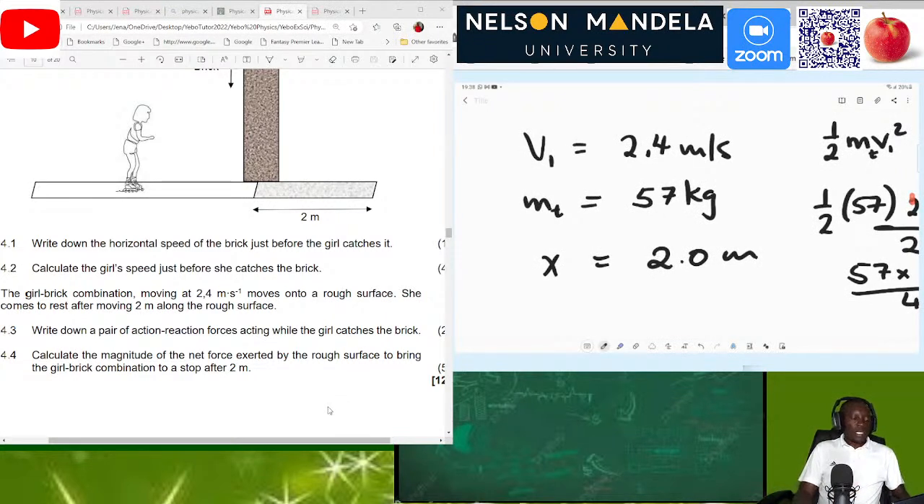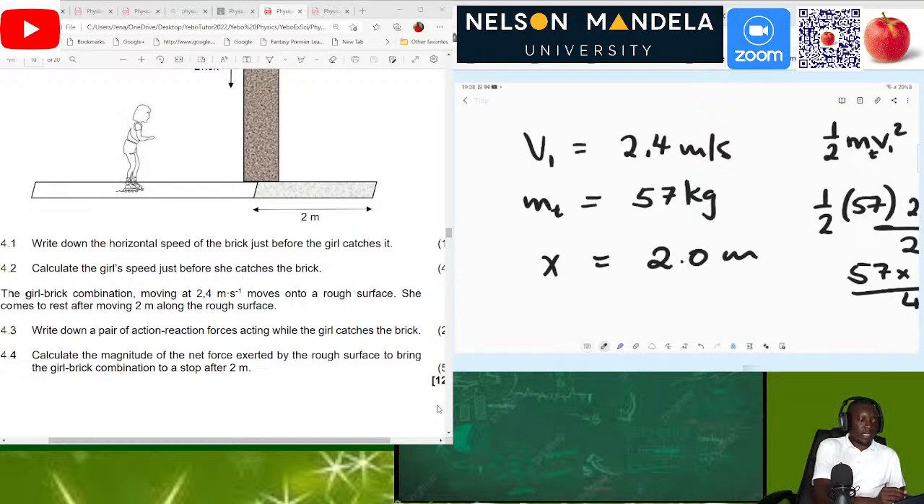Okay, so we said we have... Physical light got 82.08. 82.08. Perfect. Which method did you use? So we listed the velocity of the brick and the girl, the total mass of the brick and the girl, and the distance they move before coming to a halt, a complete stop, to rest.